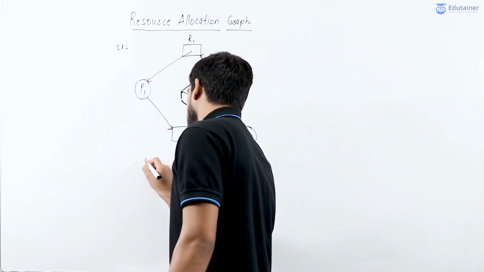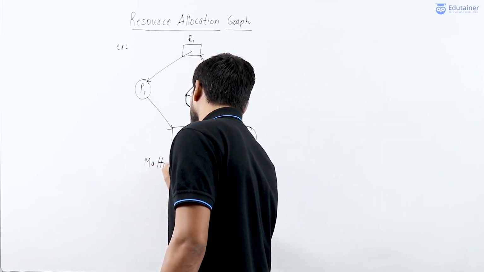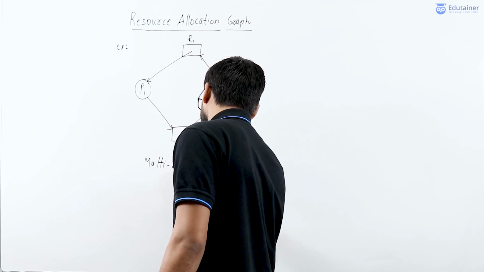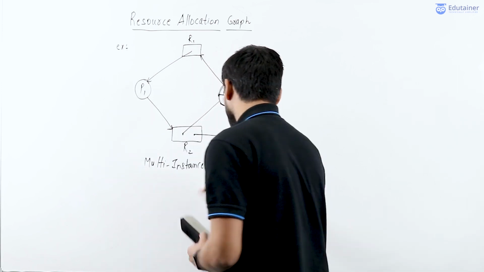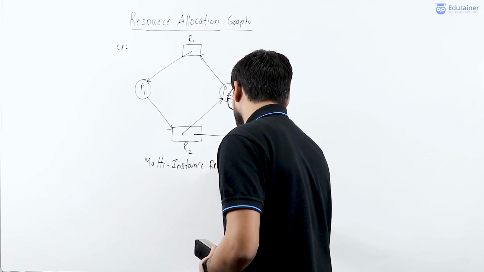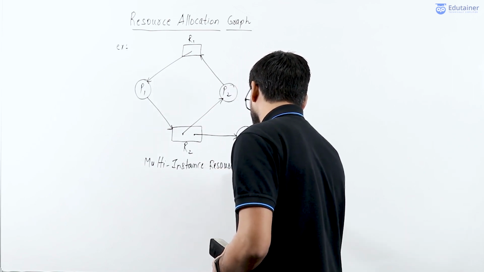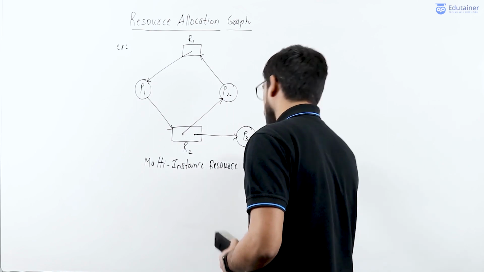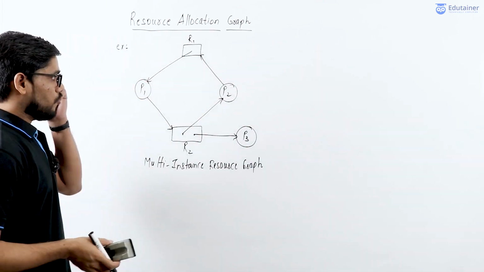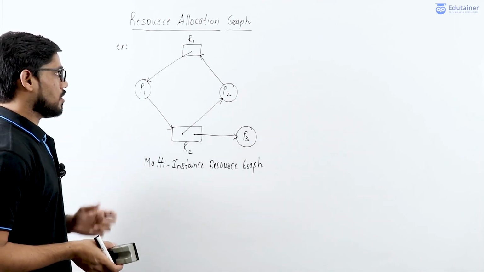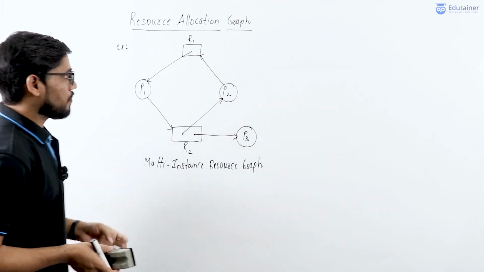Okay, so this is multi-instance resource graph. Now the same procedure we applied to find whether this graph is causing a deadlock problem or not.